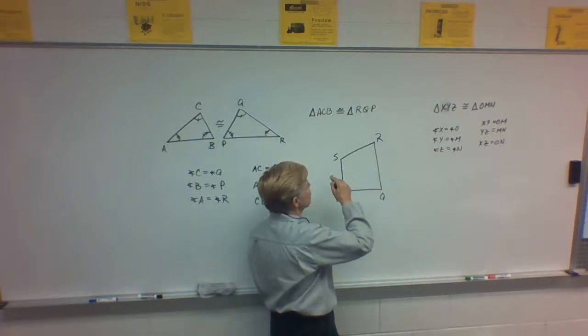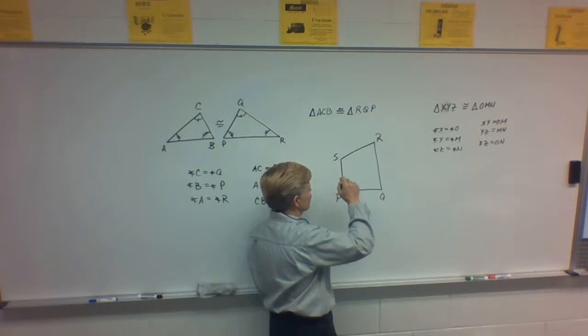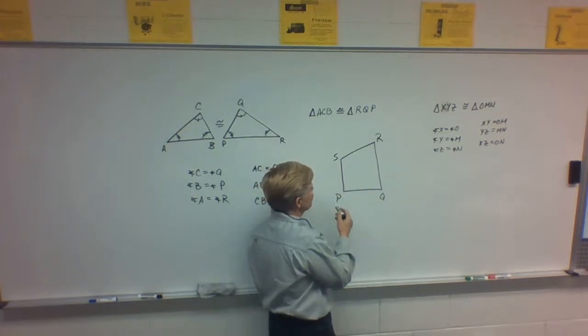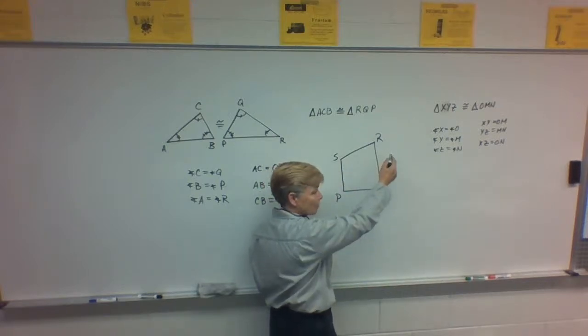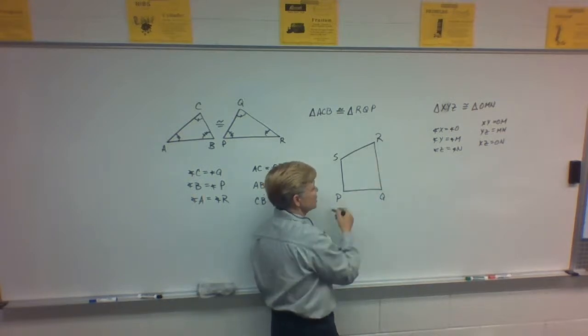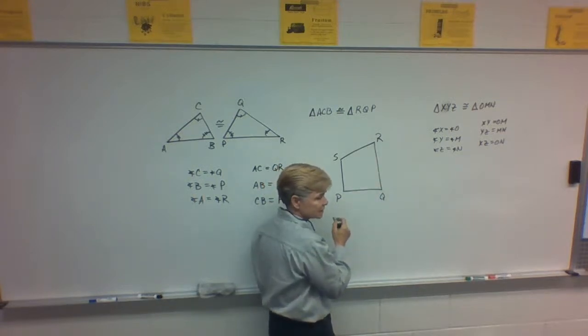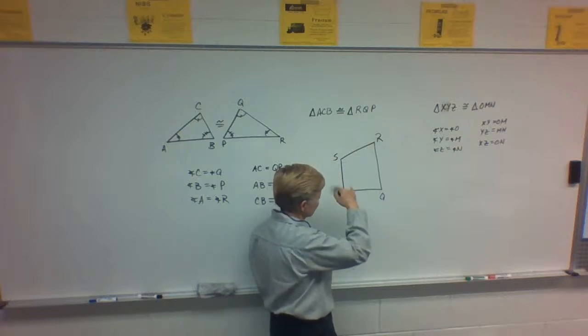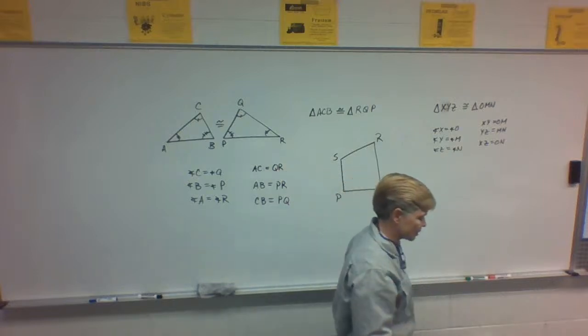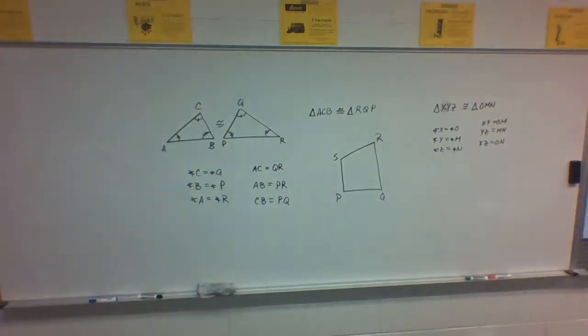So I could call it quadrilateral SRQP. I could call it PQRS. I could call it RQPS. I could call it QPSR, but I can't call it QSRP. Do you understand this? You must go around. It doesn't matter where you start. You've got to go around one way or the other. Cannot go through it in order to get the next letter. If you do that, it's going to make things simpler for you, and it's also correct. You have to do that.